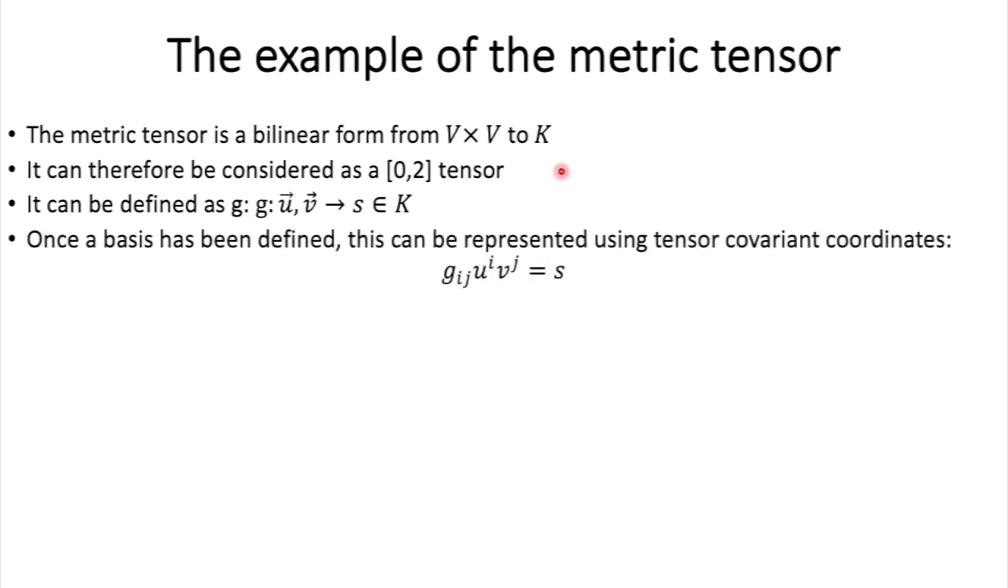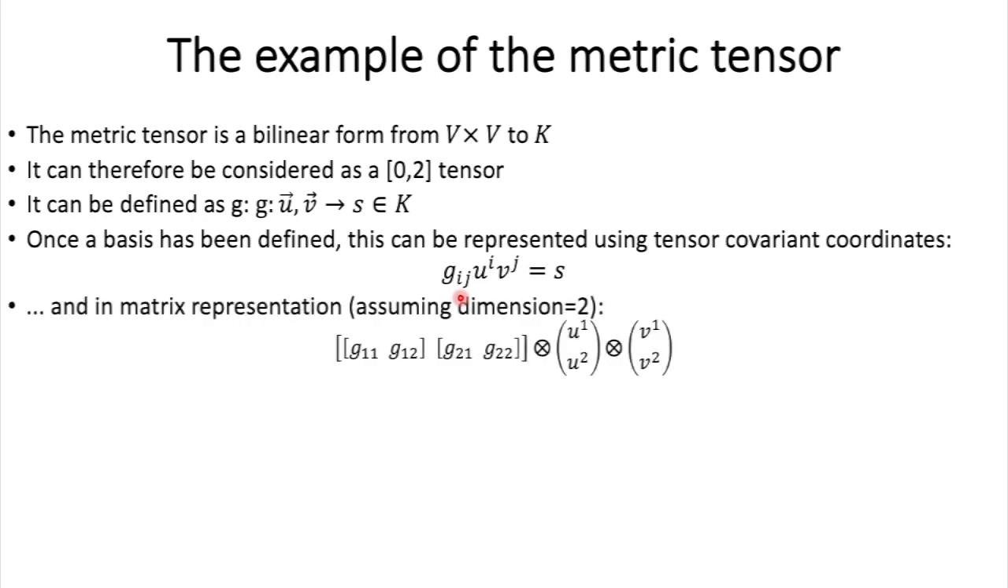Now, once the basis has been defined, it can be represented using tensor covariant coordinates like that. And there is also the contravariant version of the metric tensor. And in matrix representation, this particular one would be represented like this. This is assuming we are talking about a two-dimension space here.